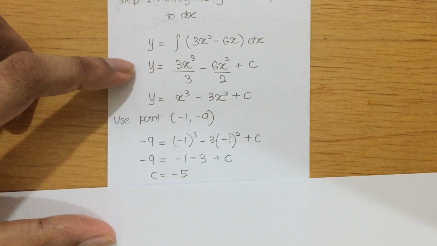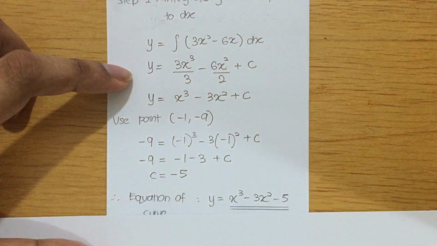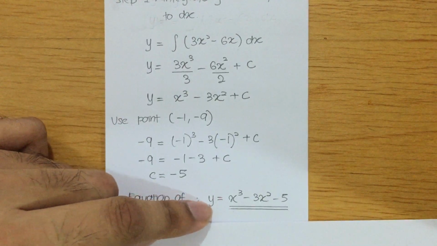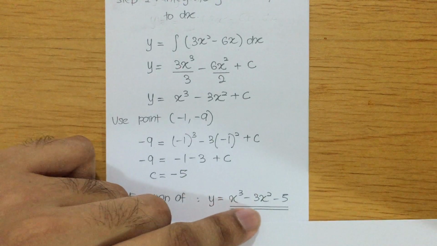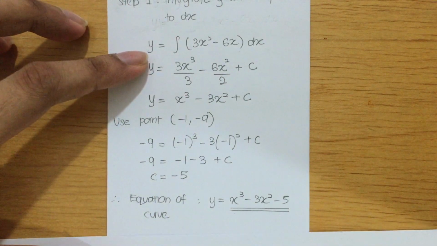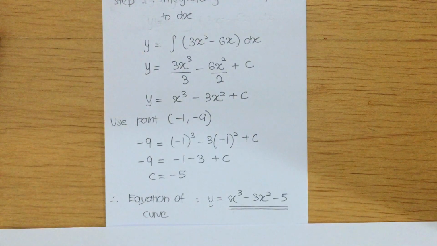Alright guys, we are almost at our final answer. Therefore, the equation of our curve is y equals x cubed minus 3x squared minus 5. So this is your final answer, guys. Alright guys, I've completed my first question of integration. Now I'm going to proceed with the second question.